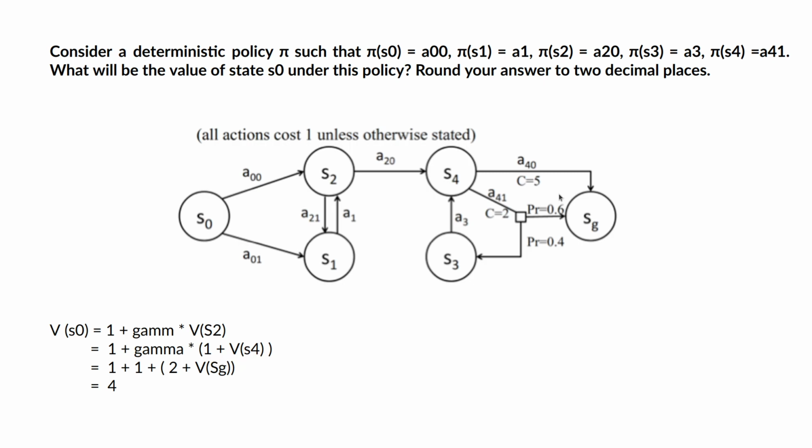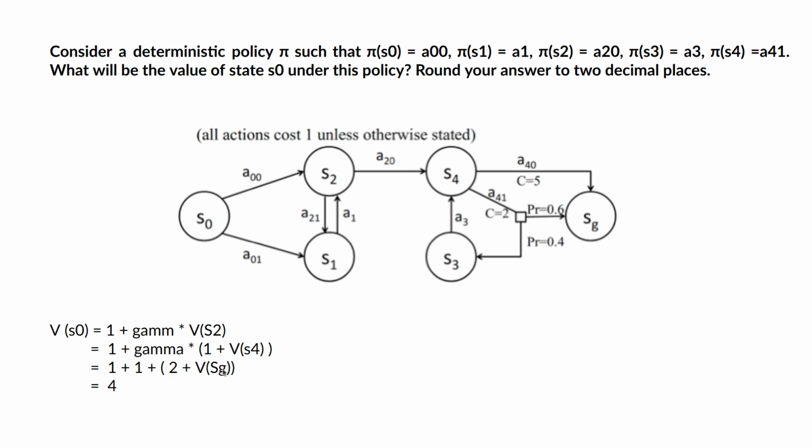value of S4. What is the value of S4? Is it mentioned somewhere, 2? Yeah, this C equals 2 is the cost. It should be mentioned here. So the value of S4 is 2. So plus 2 into V of SG. From S4, the optimal action would be G. That's why they have given this, right? A of 41. Yeah, A of 41 is leading to S0.